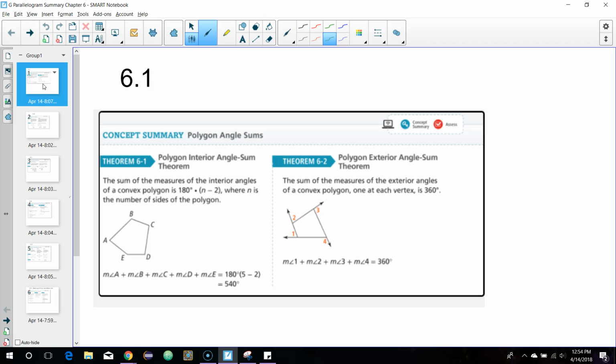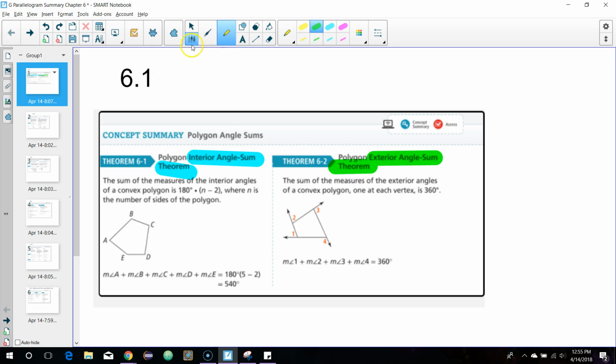After this video, there will be a little quiz on Schoology for you. It's all about finding the interior and exterior angle of the polygon. And this screen that you're looking at is the concept summary of 6.1. Basically in there, they will talk about 2 theorems: the interior angle theorem and the exterior angle theorem. In fact, I should change the color because I'll let you know why.